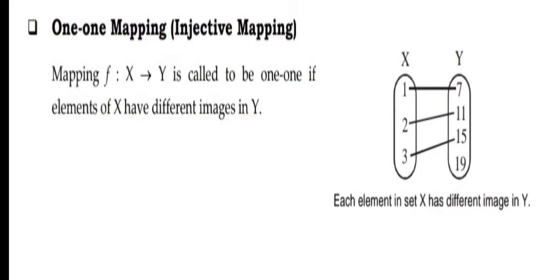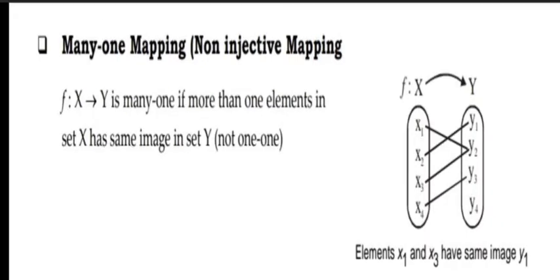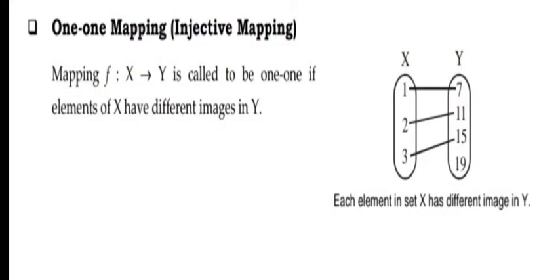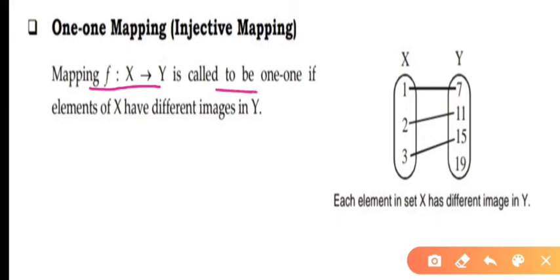In the last class, we studied the definition of one-one mapping, or one-one function, or you can say injective function, and many-one mapping. Already you know what one-one mapping is; it is nothing but injective mapping. In a one-one function, a mapping f from X to Y is called one-one if elements of X have different images in Y.